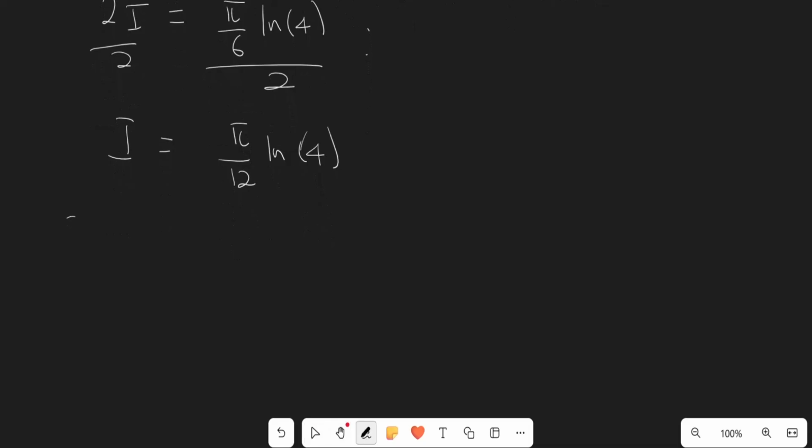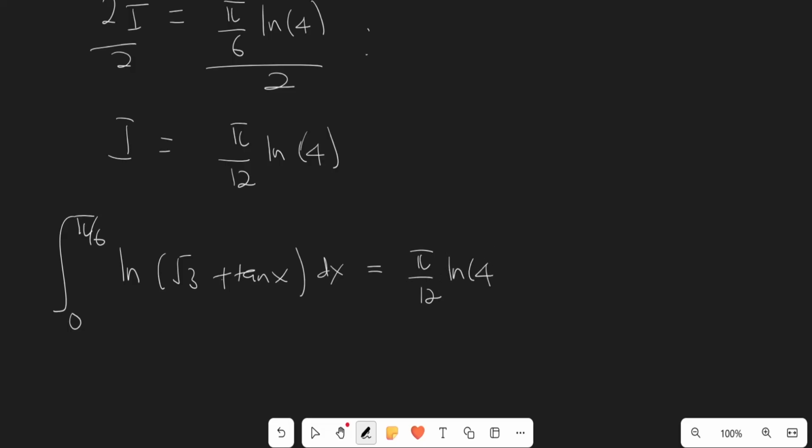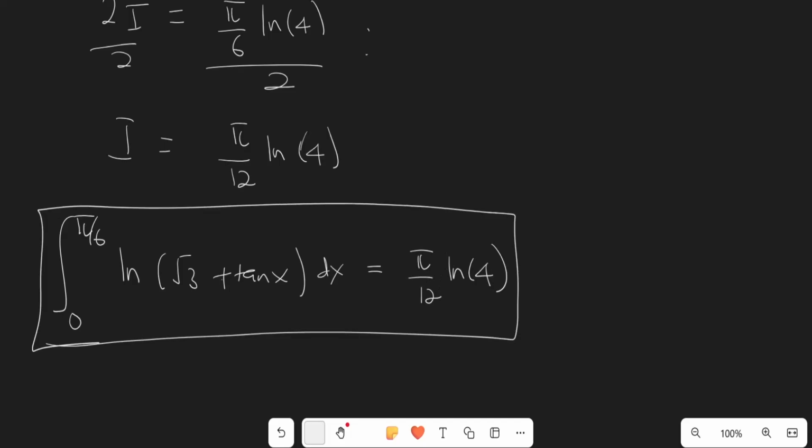So our I, which is the integral from 0 to pi over 6 of the natural logarithm of the square root of 3 plus tan of x dx, is evaluating to pi over 12 times the natural logarithm of 4. So this is the value of our definite integral.